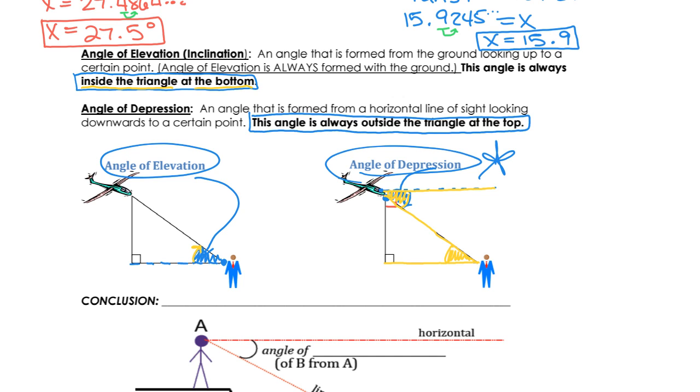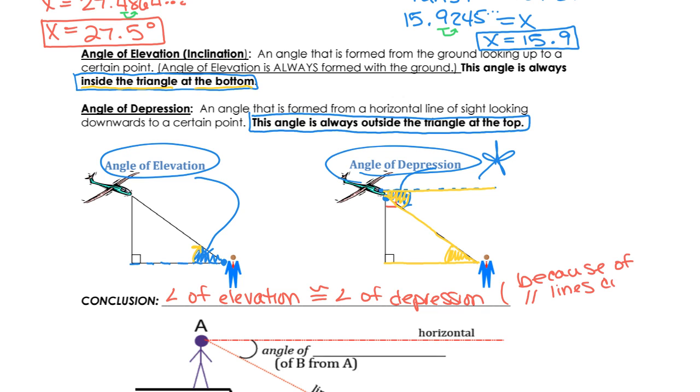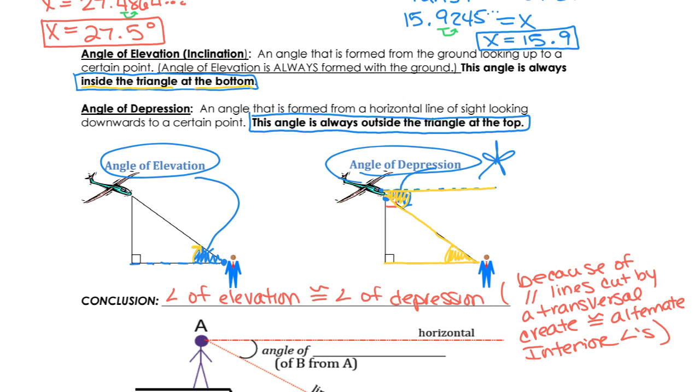So in conclusion, the angle of elevation is congruent to the angle of depression, and we're going to say because of parallel lines cut by a transversal create congruent alternate interior angles. All right, and that's the reason.